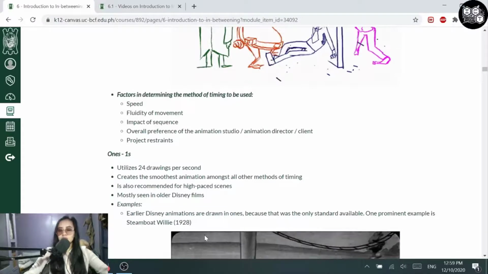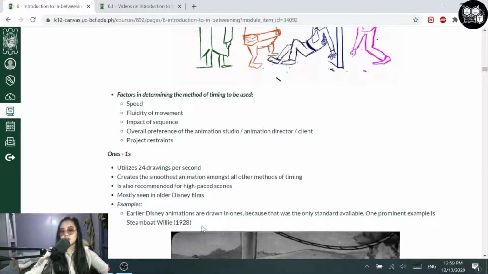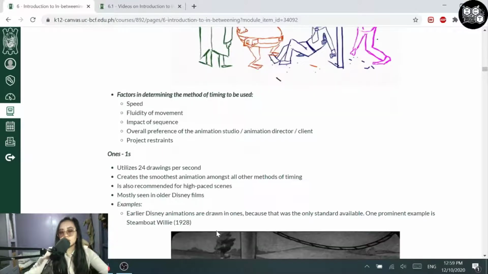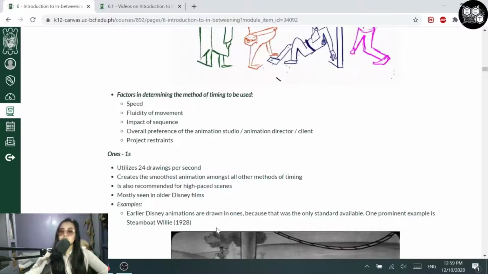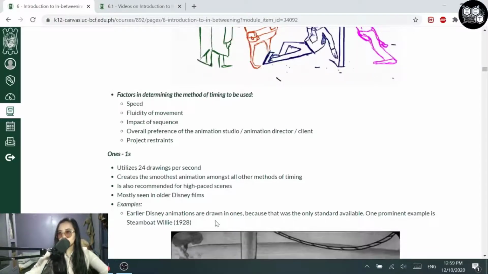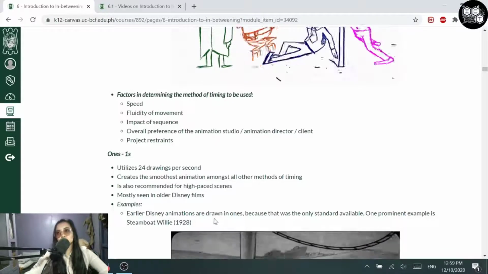So with that one, we have the ones, twos, and threes. We can have fours, fives, but it's not really recommended. So the first one is ones. Ones is basically you're going to utilize 24 drawings per second. So in 1/24th of a second, you'll be using 24 drawings.